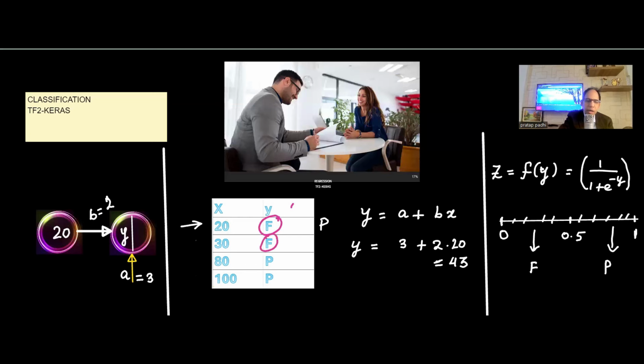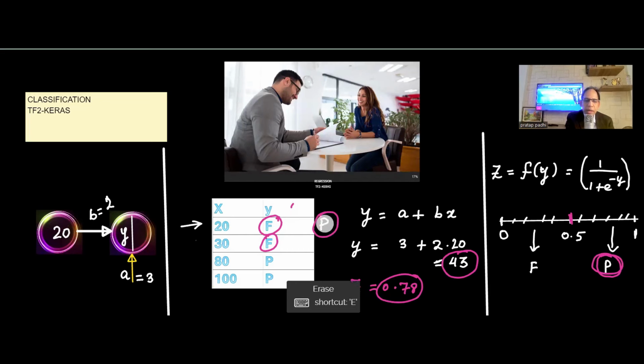80 is passed here. 100 is passed here. So this is like this, 43. When you get 43, when you find Z here, you can check using a calculator, it will be something like 0.8 or 0.7, whatever. This will be more than 0.5 and this will go here, more than 0.5. So we'll term it as pass. But here if you see, in the data, it's failed. So first row is not working.